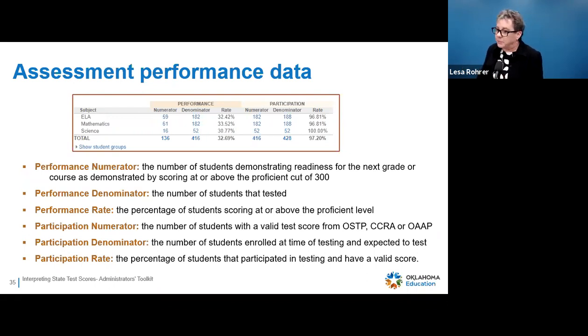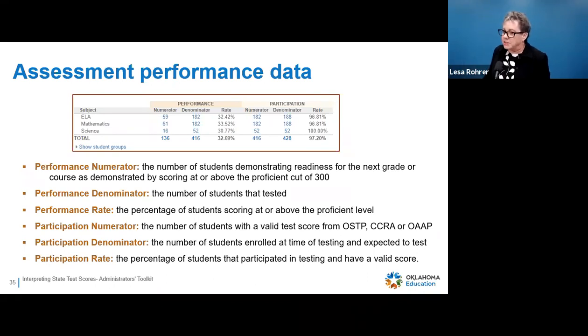We're also looking at participation. Notice that your performance denominator is the same as your participation numerator, because those are students that tested, and that's what that number represents. This is to have a valid score for OSTP, CCRA in English language arts, math, or science, or OAP. The denominator is the number of students that were enrolled at the time of testing and therefore expected to test. The participation rate is the percentage of students that participated in testing and have a valid score, so this would not include did not assess. We take the numerator, divide by the denominator, and that's where the participation rate comes from.